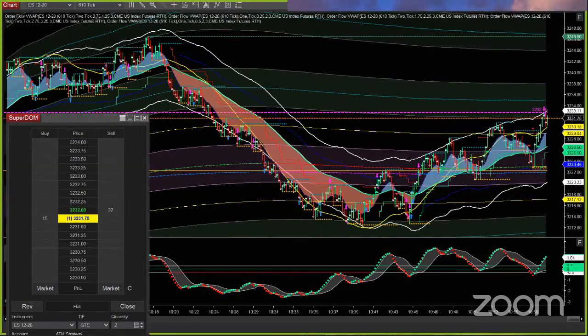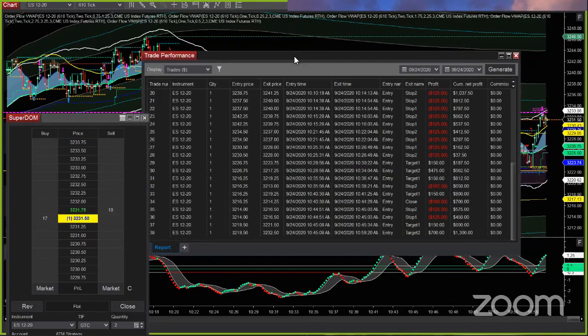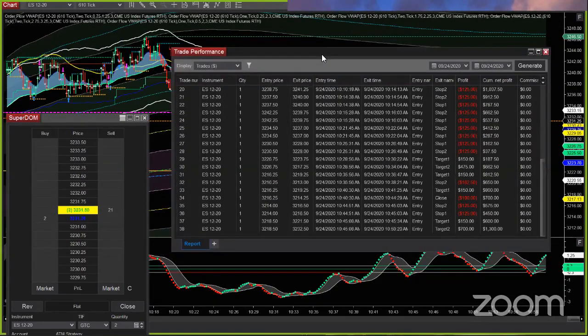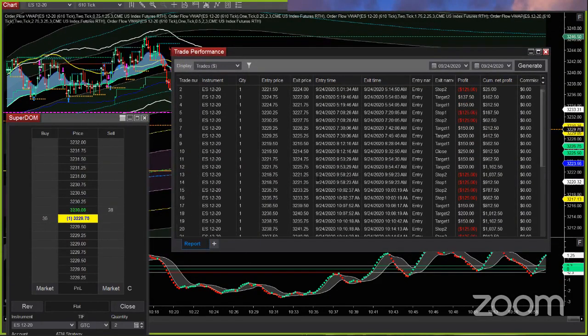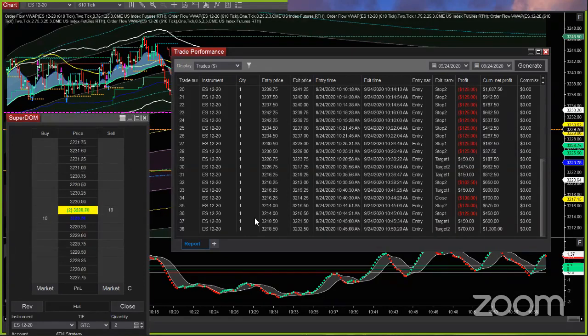Okay, I'm pretty much done for the day. 1,300 gross. A little over 38 trades. Well, it's divided by two. I traded two contracts, so it's basically 19 trades.